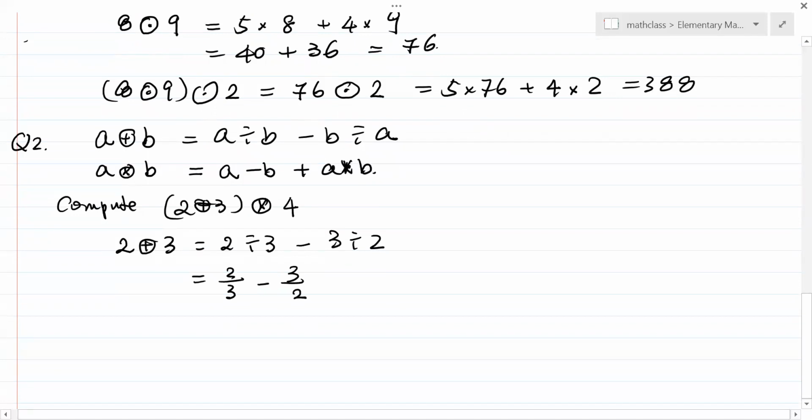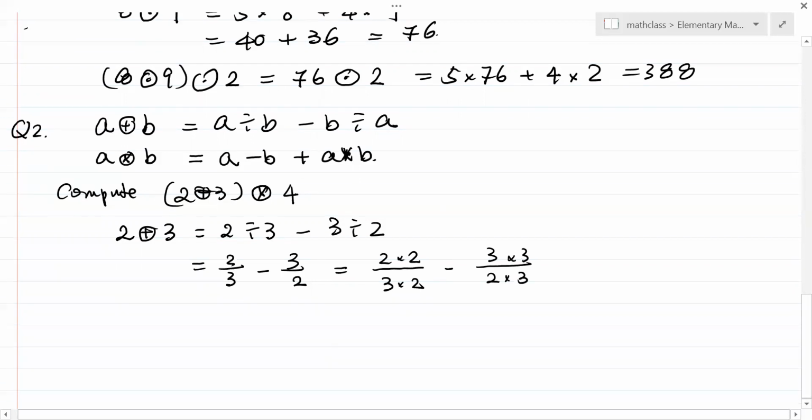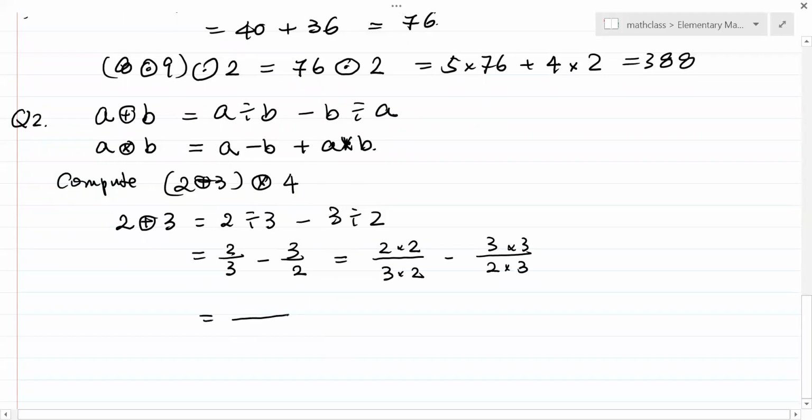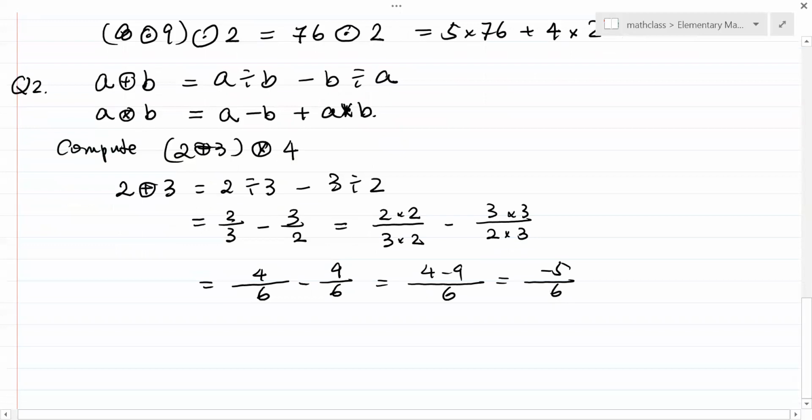Yeah. So we have to get a common denominator, right? Here you have to multiply by 2, that's 2 times 2, and here you have to multiply by 3, 3 times 3. Then you have a common denominator, and then you can combine them. It's going to be 4 minus 9 over 6, which is negative 5 over 6. That's pretty complicated, but anyway, we get a number. I hope you can figure this out later.